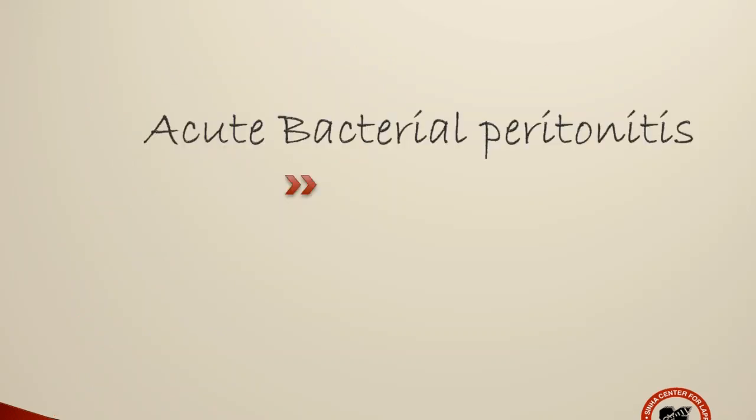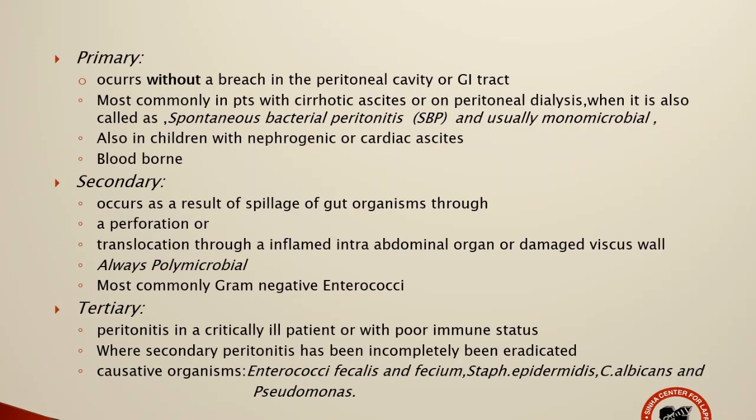Now, acute bacterial peritonitis. If you look at the definitions, there are a number of definitions which are important, which you will be facing or come across a number of times, and these are basically pathophysiological definitions. So we have the three types: the primary, the secondary, and the tertiary type of peritonitis. That's one way of looking at it.